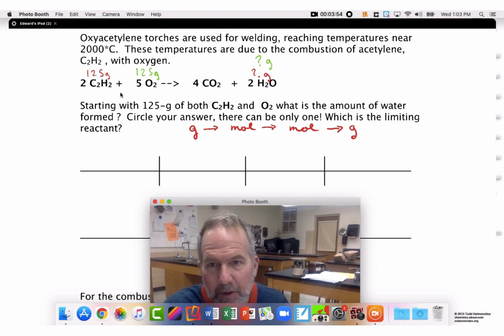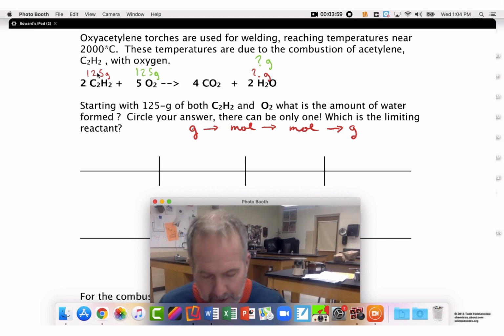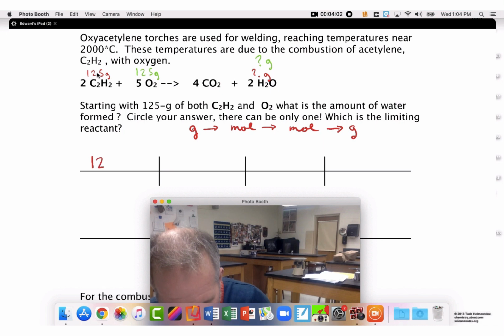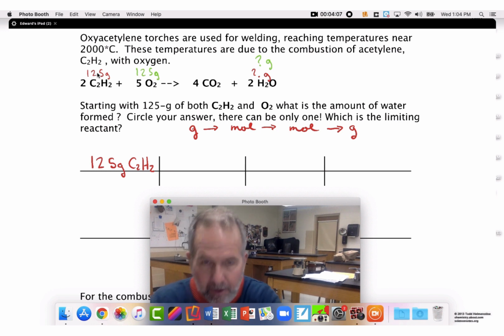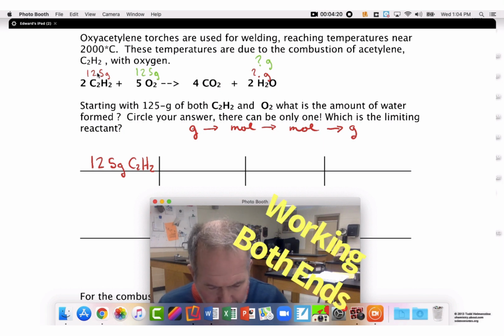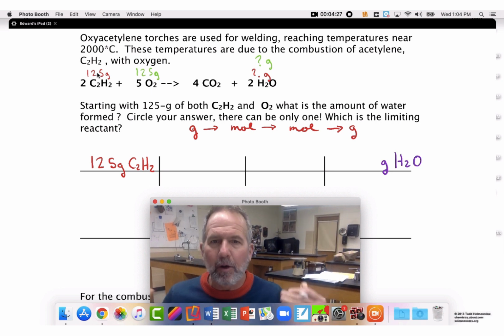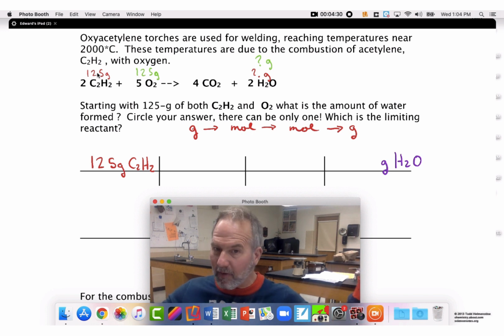All right, so I'm going to take 125 grams of acetylene, that's given. I'm going to put that in my first section of the table. 125 grams of C2H2. Okay, now I'm going to go ahead and put my unknown in right now, right? And here's a little trick to help you keep everything straight. We're just going to go to the back side and put grams of H2O. That's what we're trying to find. Right? So now we have both sides of our factor label table.